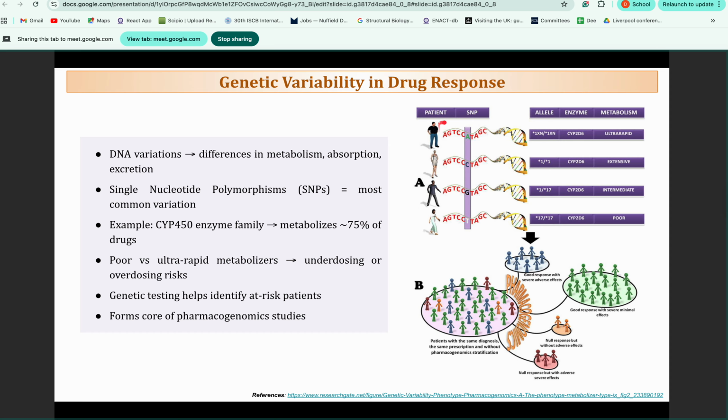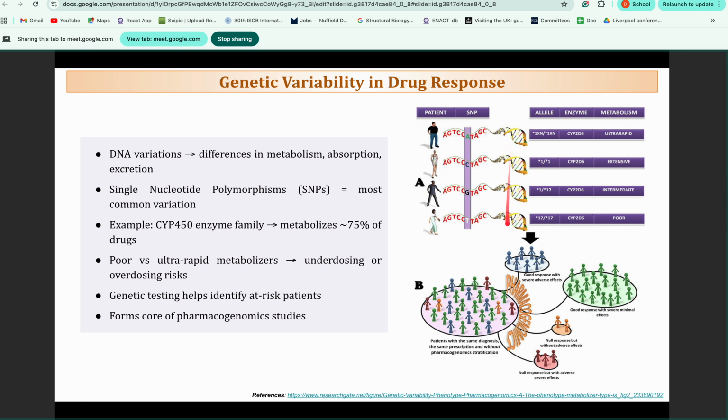So in this case, let's talk about the patient and their SNPs. Different individuals are compared and their SNPs are compared, at this particular region where the nucleotide varies. This is the allele, this is the enzyme. The enzyme is the same, but due to this one single nucleotide variation among all the four individuals, their metabolism is very different. The individual with adenine has ultra rapid metabolism, whereas this lady with C has extensive metabolism. The person with the G nucleotide has intermediate metabolism, whereas the lady with the T, which is thymine, has poor metabolism.